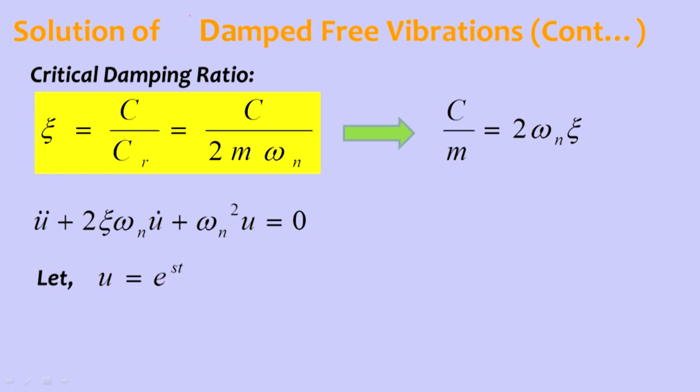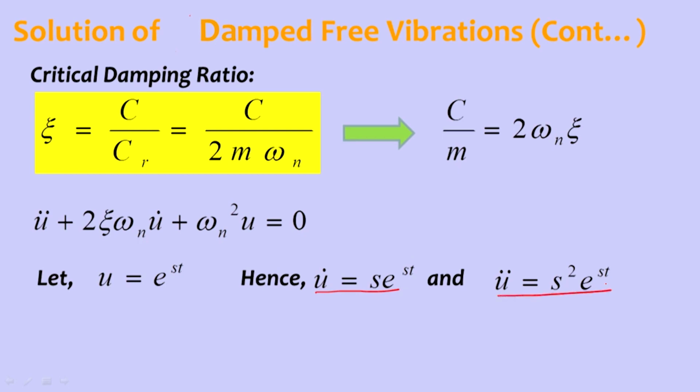u is equal to epsilon e to the power of st. This is a proposed solution. Hence we need two other terms, which are the acceleration term and the velocity term. So if we differentiate this u with respect to time, we get u dot as s e to the power of st, and u double dot as s square e to the power of st. We need to substitute u, u dot and u double dot in the original equation.